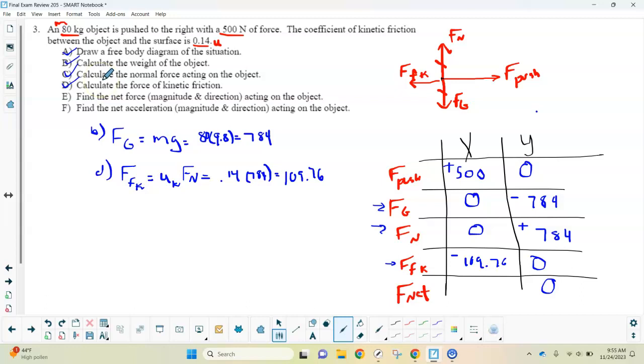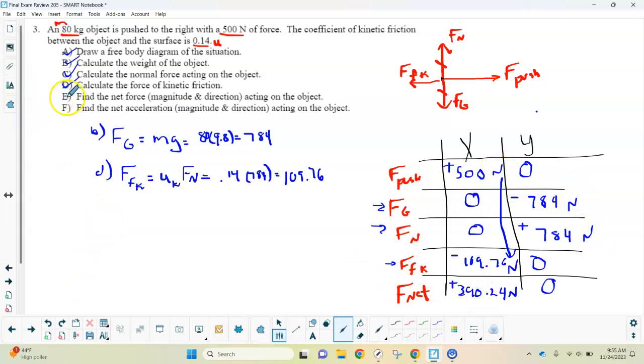The last thing, or last couple things you can do, you can find the net force. So you're just going to add. So we add these columns. So 500 minus 109.76 gets you 390.24. And that's a positive because that's the net force. Oh, these are all newtons, so I could put newtons in all these boxes here because that's the unit for force. So that's the net force.